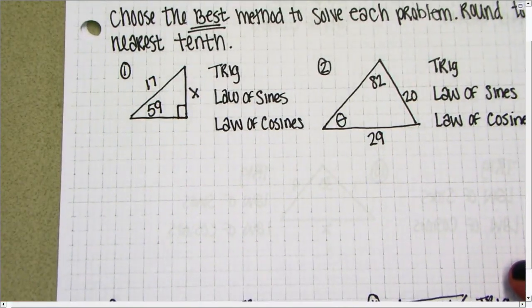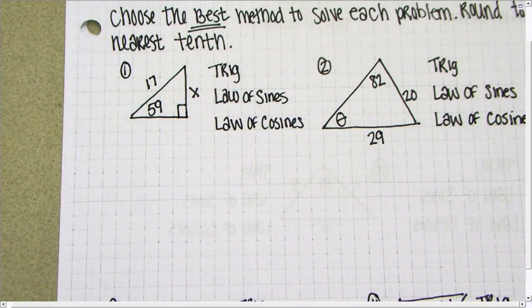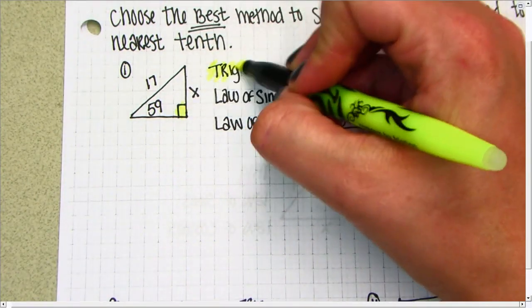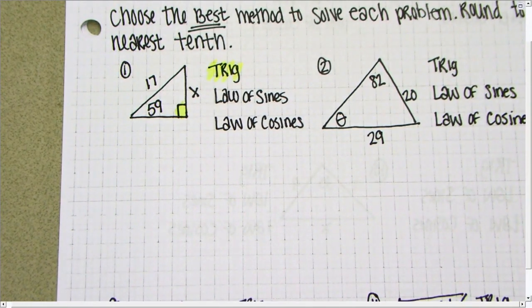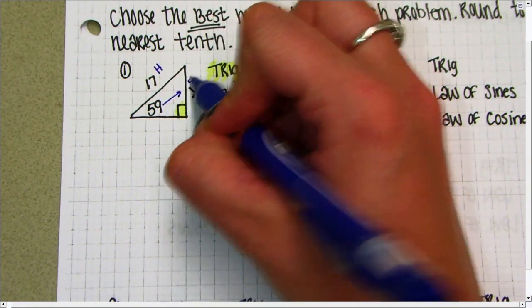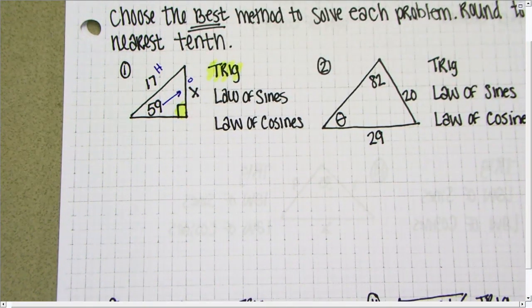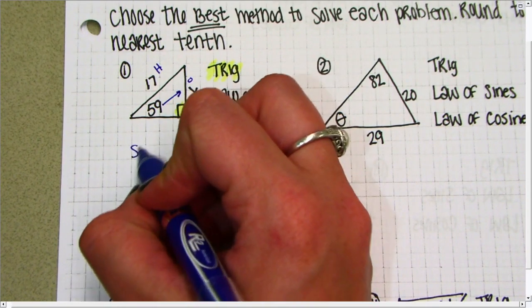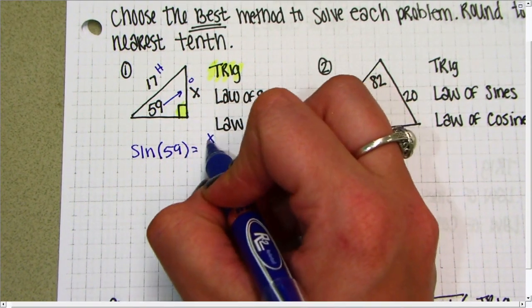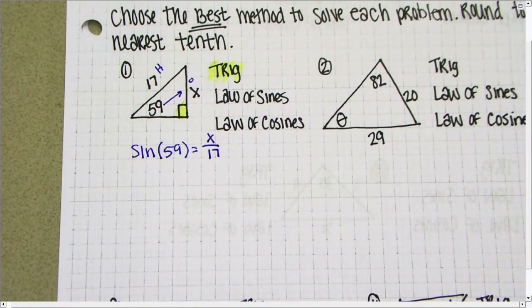Our key should be that there's a right angle. Anytime you see that 90-degree angle, your answer should be trig, meaning we are using SOHCAHTOA. From here, across the 90 is H, across the angle is O. So I see O and H, which is sine. So it's sine of the angle, which is 59, equals opposite X over hypotenuse 17.